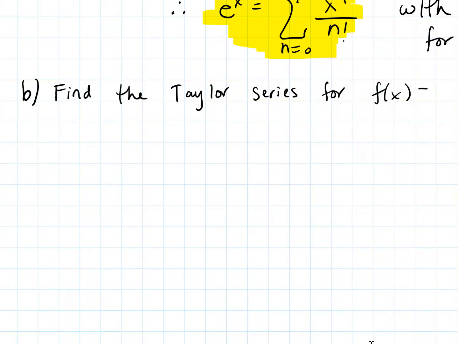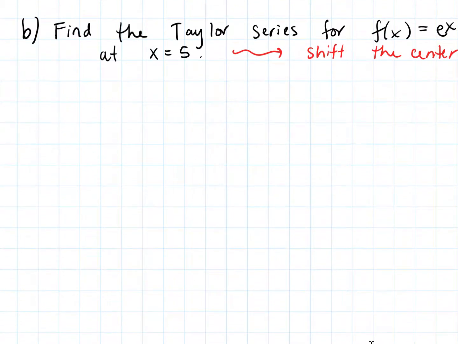So let's find the Taylor series for f of x equals e to the x centered at x equals 5. Okay, so let's shift the center. So what if we wanted to shift the center? What would be different here?